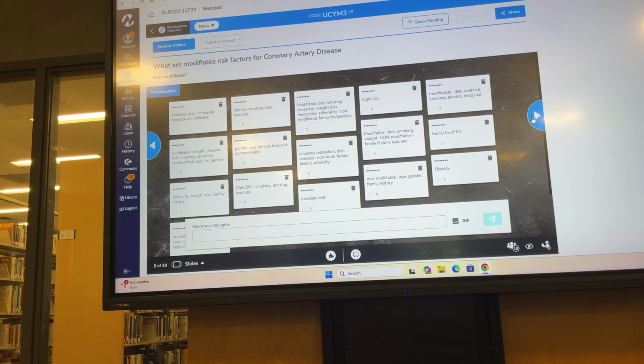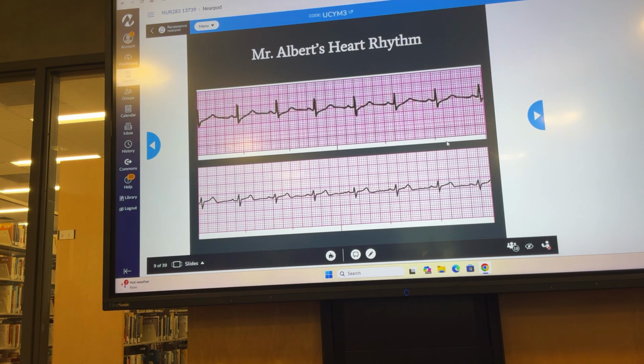Well, I guess that I misspoke. But he can't change his genetics with his parents, right? That they both died of MIs.